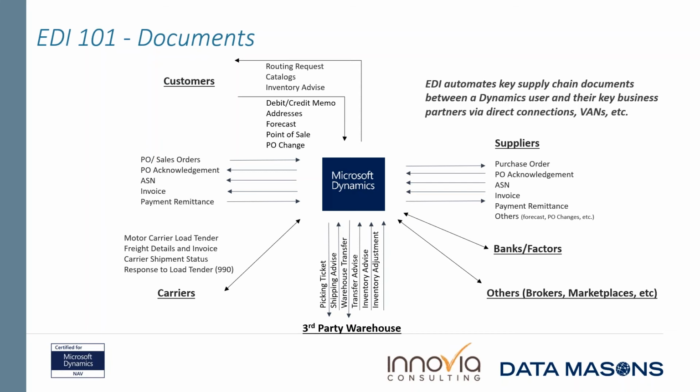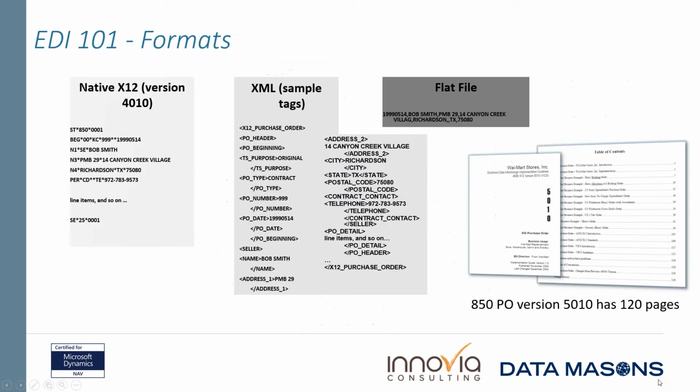Now, this tends to be a volume-based decision. So if you're doing one order a month, that may not make sense to automate. Obviously, if you're doing hundreds or thousands or more, the business case is typically very quick and easy to cost justify.